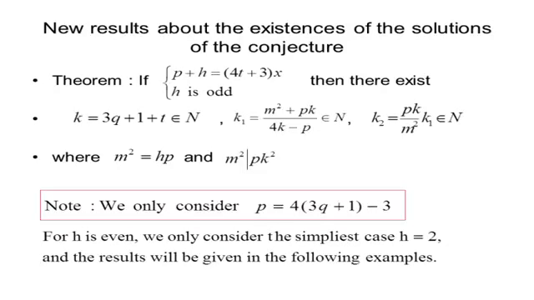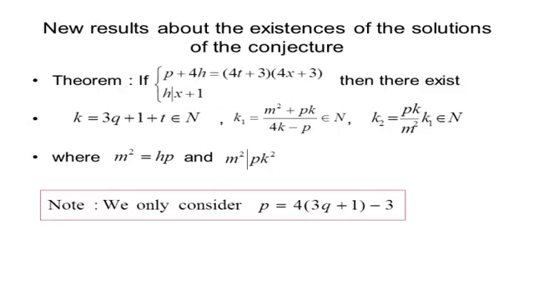Then we will give two new theorems as follows. They are talking about when we consider a special H such that it satisfies the above requirements, then the solutions of this conjecture exist. For H even, we only consider the simplest case, H equals 2. And this is the other new theorem.